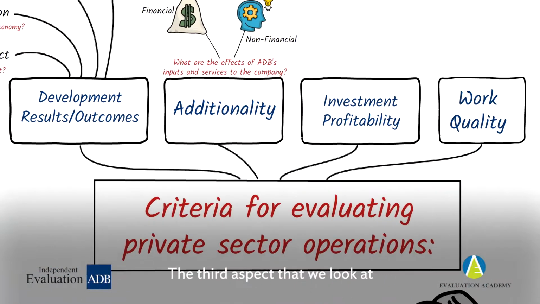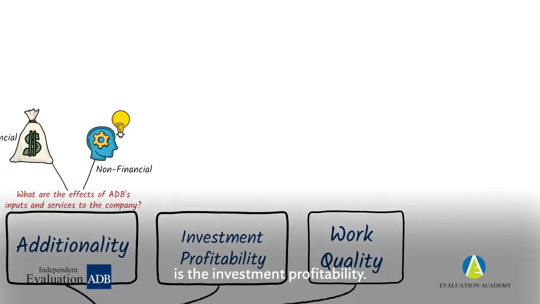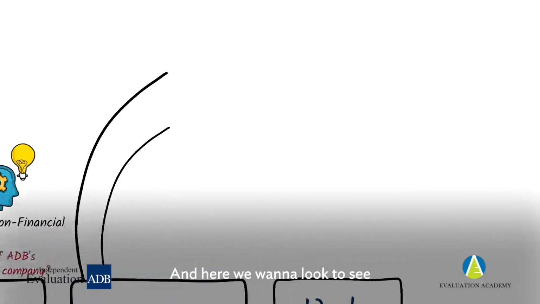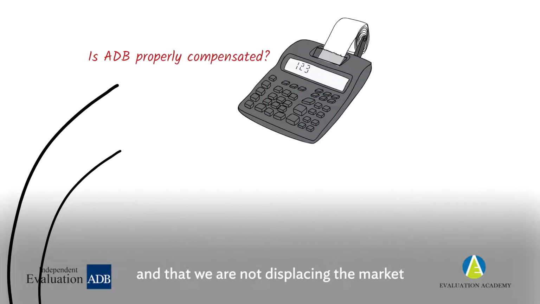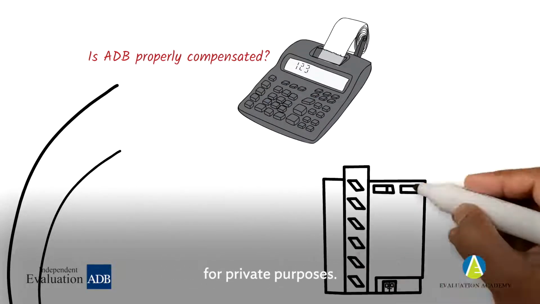The third aspect that we look at is the investment profitability. And here we want to look to see we are properly compensated for this investment and that we are not displacing the market through the use of public money for private purposes.